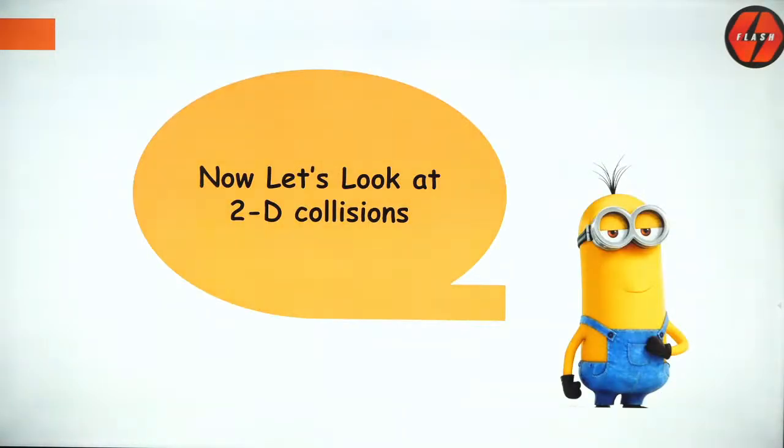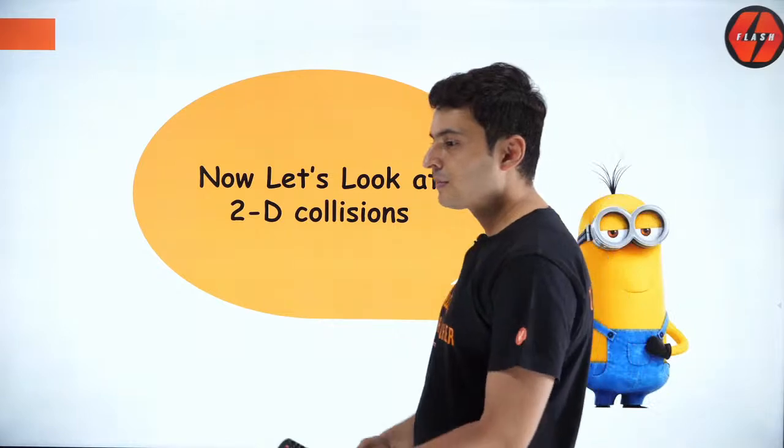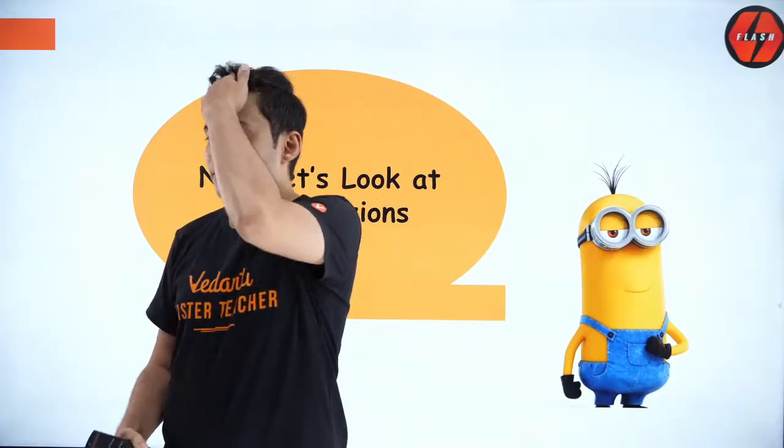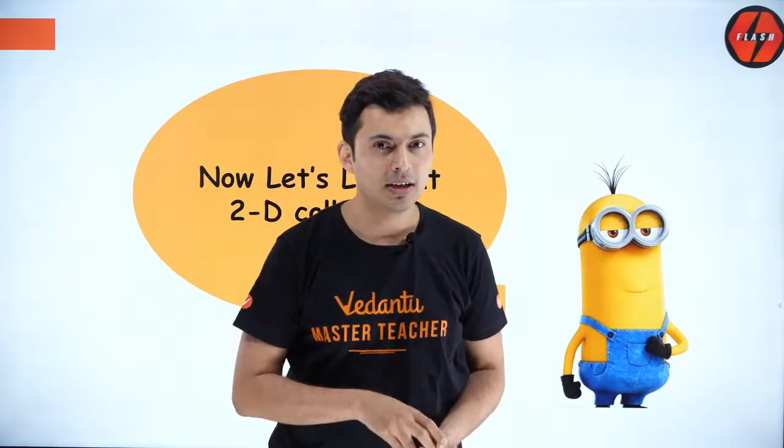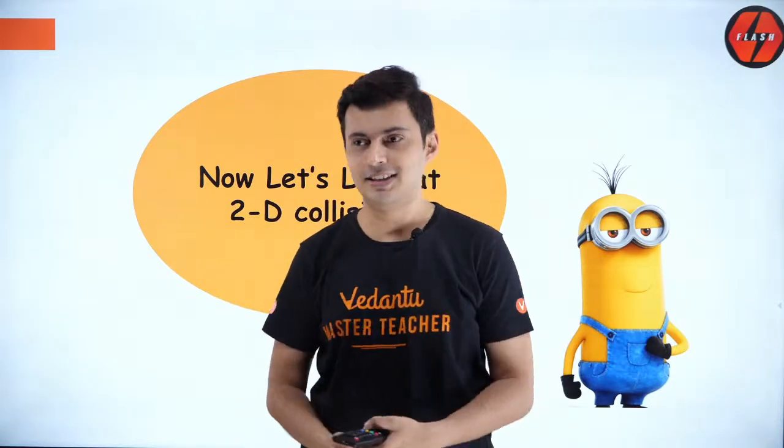Now let's look at some 2D collisions. Bernie, the next chapter for 12th, first we'll complete electricity and then we'll start. Electricity, only one chapter is remaining. That's dipoles and dielectric. After that, I'll be starting current electricity.